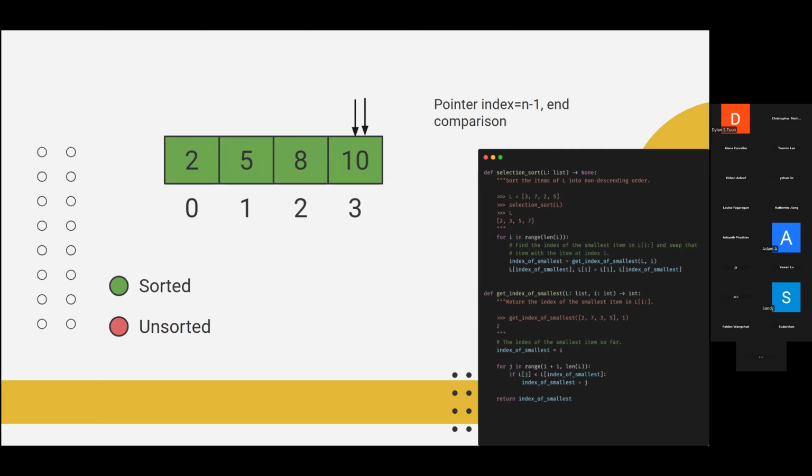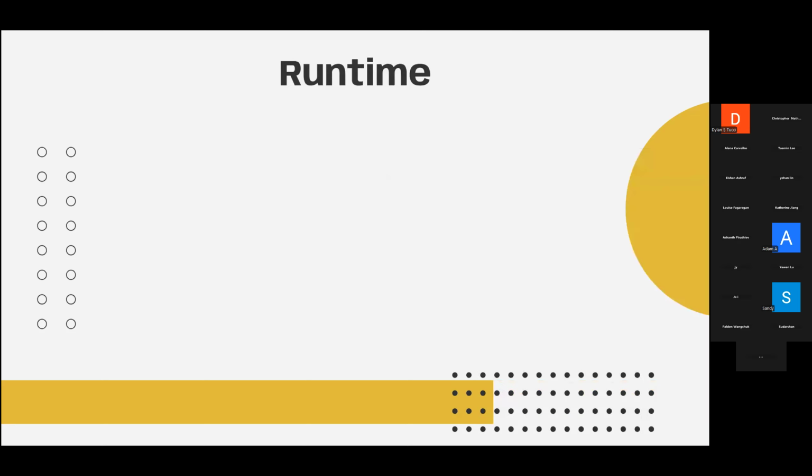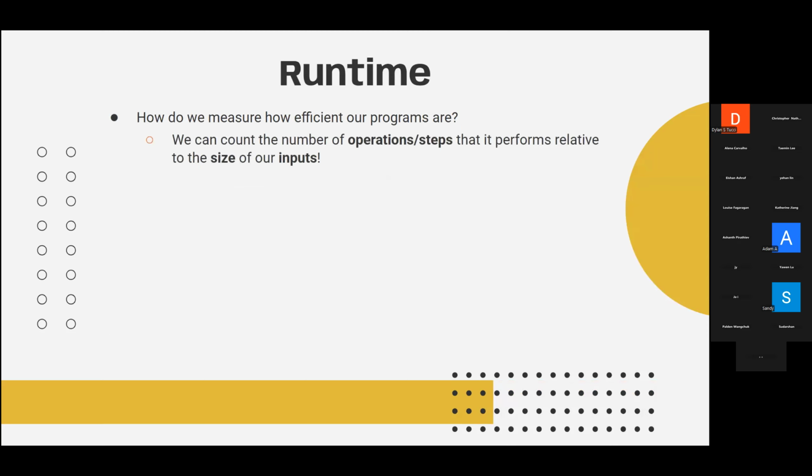There's nothing more to find the minimum or the maximum. We're good. Okay. And now we move on to runtime. So runtime deals with how we measure the efficiency of our programs. We do this by counting the number of operations or steps that it performs relative to the size of our inputs. So what are these operations or steps?